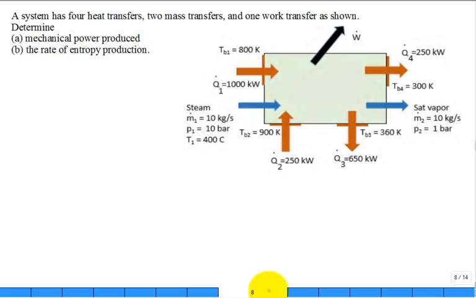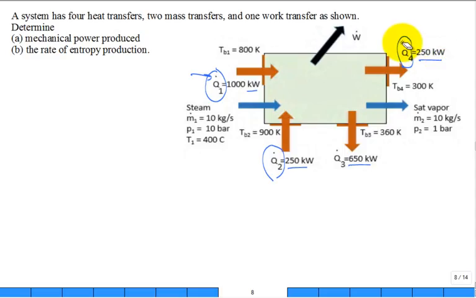A system has 4 heat transfers. Well, here's heat transfer 1, heat transfer 2, heat transfer 3, heat transfer 4. What do the dots mean? It's on a rate equation. So it's how many kilojoules per second, or how many kilowatts are being transferred in. So we have 1,000 kilowatts in, 250 kilowatts in, 650 kilowatts, positive out. The arrow makes a difference. See that? And this one is 250 kilowatts out. The direction of the arrow is important.